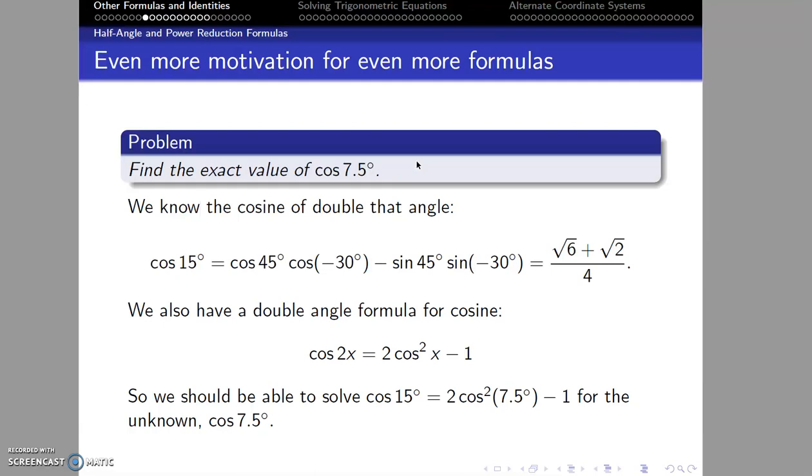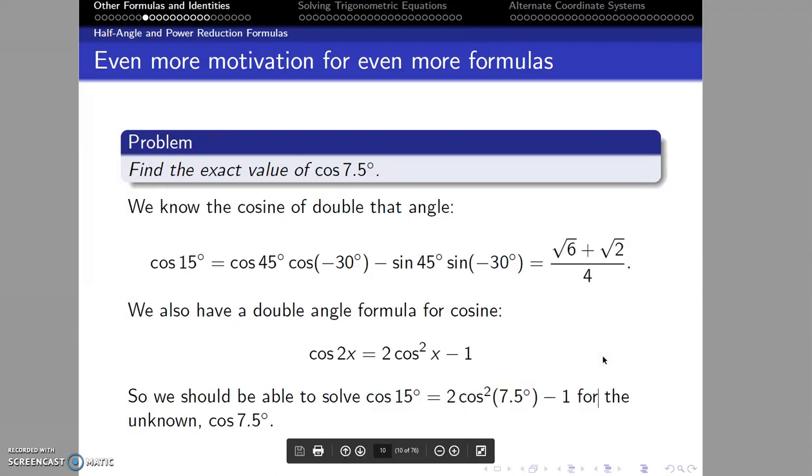So rather than starting to double things, let's cut things in half. Because we can do the cosine of 15 degrees, right? After a little bit of manipulation for the sum or difference formula for that, we end up with root 6 plus root 2 all over 4. And we also have the double angle formula. Cosine 2x is 2 cosine squared x minus 1. So should we not be able then to solve for a cosine of 7.5 degrees, because double that is 15 degrees?